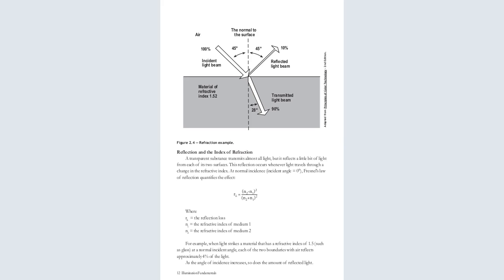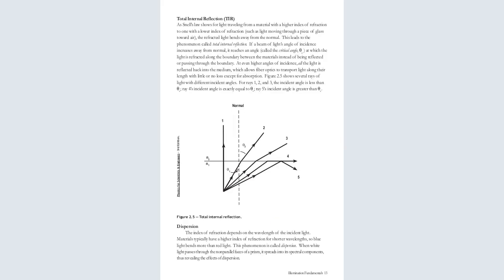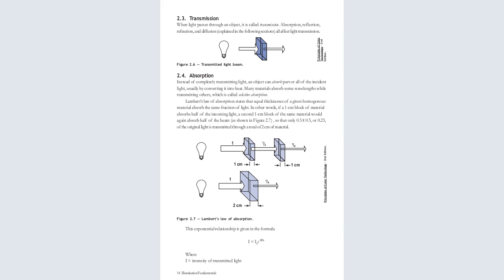We have an example there of the refraction. The transparent substance transmits almost all light, but it reflects a bit of light from each of its two surfaces. So this reflection occurs whenever light travels through a change in the refractive index. So at normal incidence, Fresnel's law of reflection quantifies the effect. The total internal reflection and dispersion is also there.